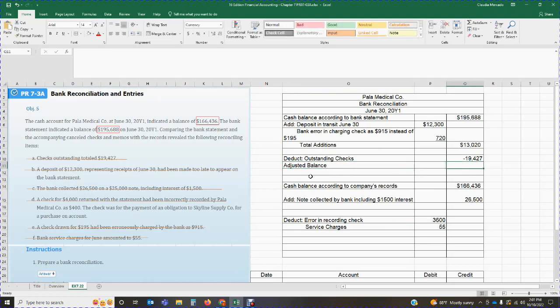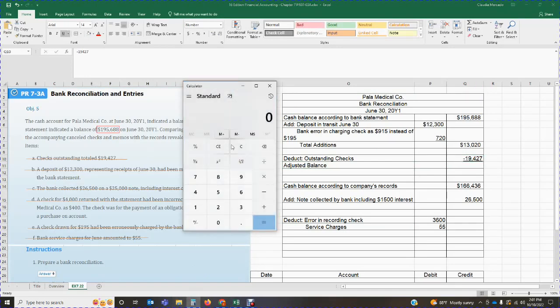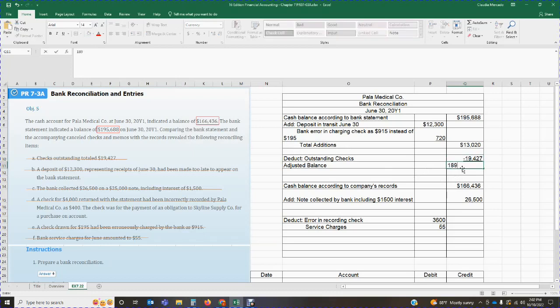My adjusted balance is going to be your beginning balance of 195,688. You're going to add your total additions of 13,020. That's going to give you 208,708. And I'm going to deduct my outstanding checks of 19,427. So my adjusted balance will be 189,281.